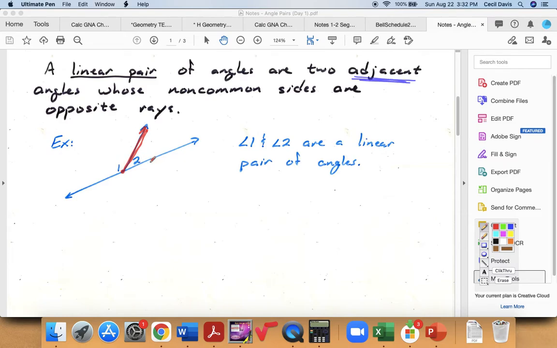1 and 2 don't overlap. And then their non-common sides, the other two sides, one from each of them, here and here, are opposite rays. Or you could just say they make a line. That's where they got linear pairs from. Linear pairs always are stuck together. That's the adjacent part, and they make a line.